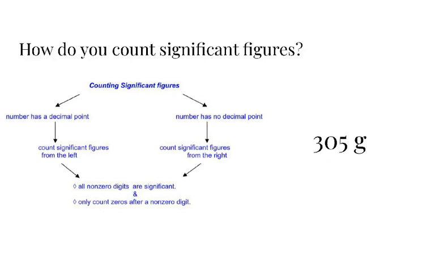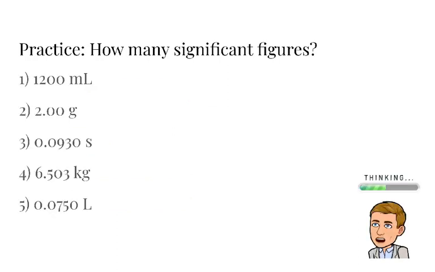As a final example, let's look at 305 grams. It does not have a decimal point, so we count from the right. The first number we see is a 5, which is significant because it's not a 0. Any number after that, including the 0, is significant. That means all 3 of the digits in this measurement are significant. And this measurement has 3 sig figs.